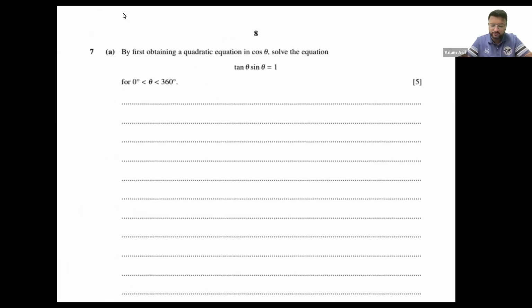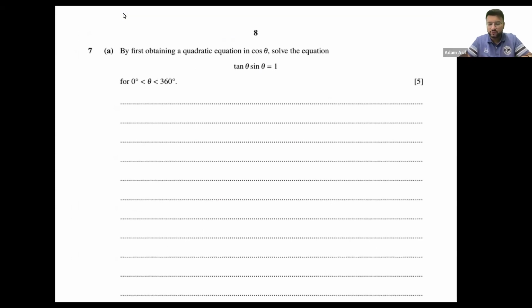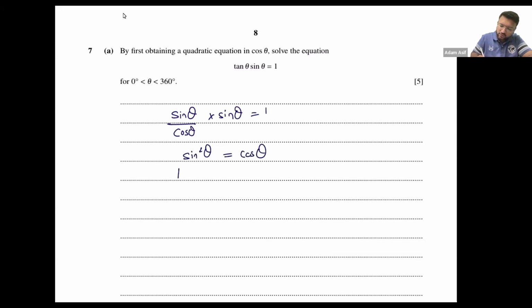ठीक है, question number 7. By first obtaining a quadratic equation in cos theta, solve the equation tan theta equals to 1 for theta greater than 0 and less than or equal to 360 degrees. सबसे पहले क्या करेंगे? So tangent theta is sin theta upon cos theta, times sin theta equals to 1. Sin square theta is equals to cos theta. 1 minus cos square theta is equals to cos theta.